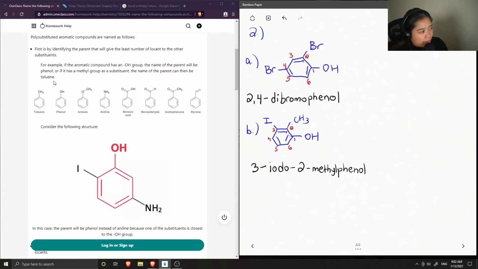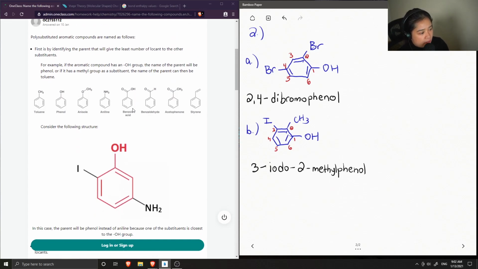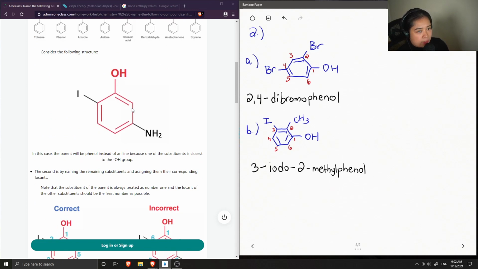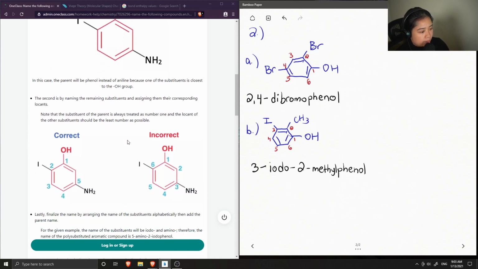And then they just have a lot of different examples of different aromatic compounds. And then this is just an example of their own. So in this case, the parent will be phenol instead of aniline because one of the substituents is closest to the OH group. So if the iodine were closer to the NH2, then the parent would be called aniline.